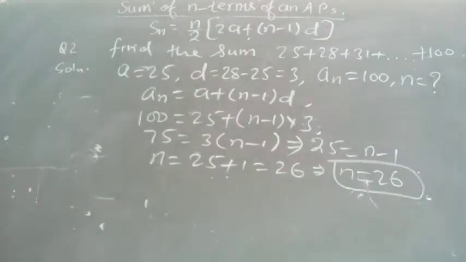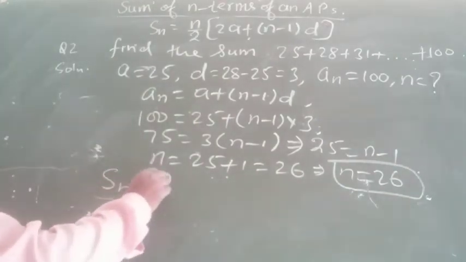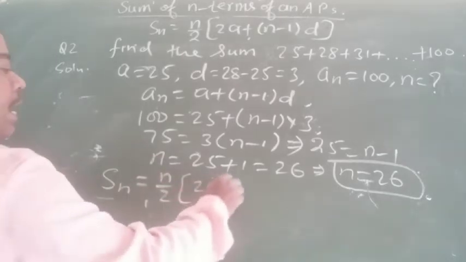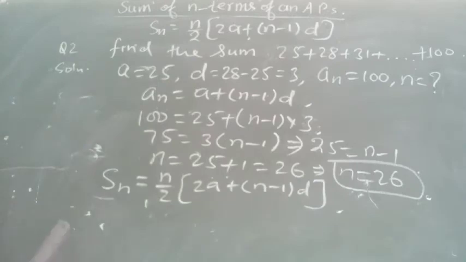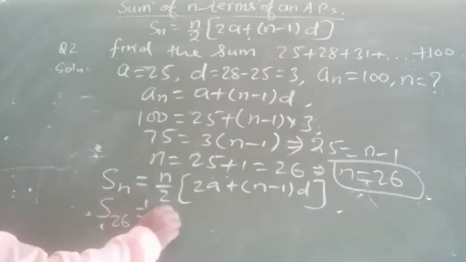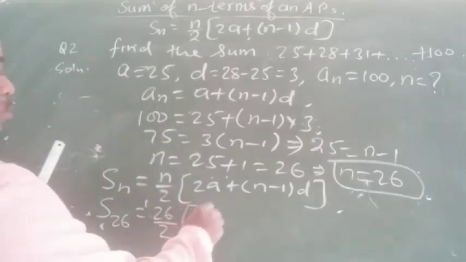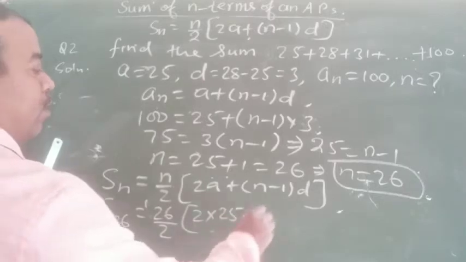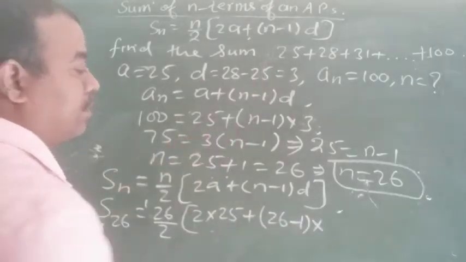Clear? Now Sn, the sum of n terms: n by 2 times (2a plus (n minus 1) into d). Go through this formula. The n value is 26, so 26 by 2, 2a where the a value is 25, so 2 into 25, then 26 minus 1, and the d value is 3.